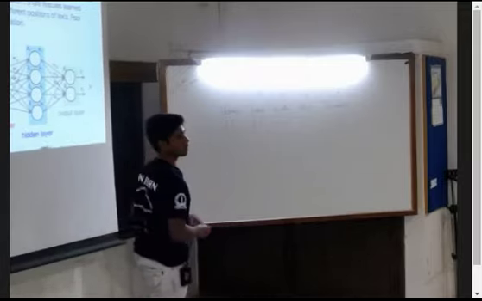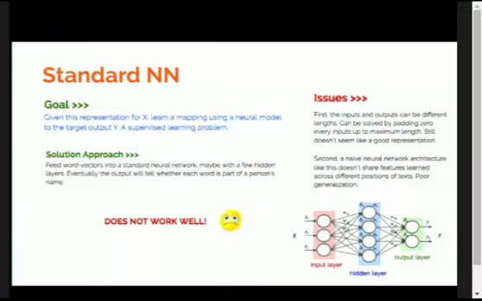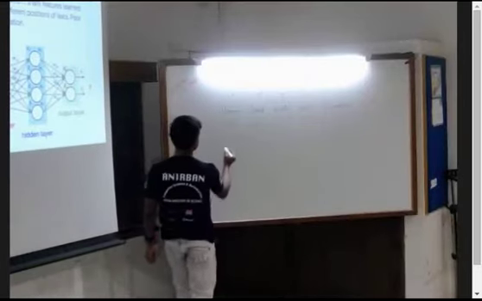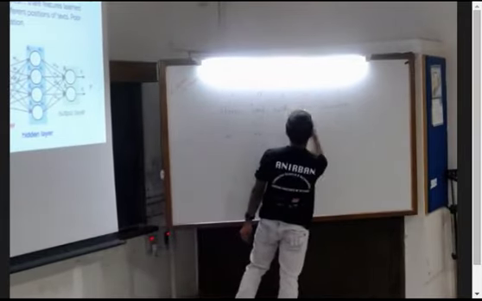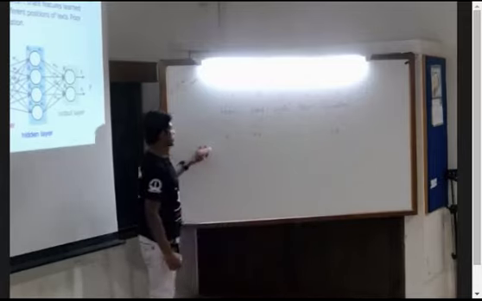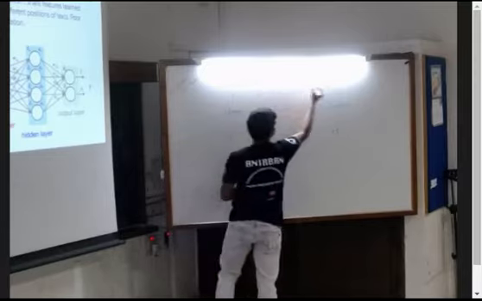So let's say we want to solve this problem using the standard neural network. The goal is, given the representation for X, where X means we have all the words and X is the representation for each of the words, we want to use a neural model to map to the output Y, where outputs are 1, 0, 0, 0, 1. So what we'll do is feed these word vectors. So this is our x1, this is x2, till x5. These are our word vectors and these are our outputs, y1 to y5.